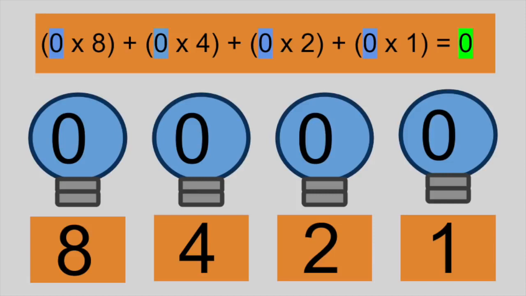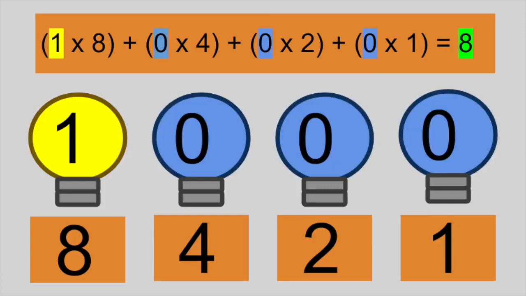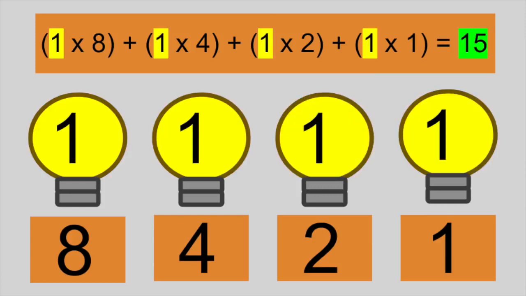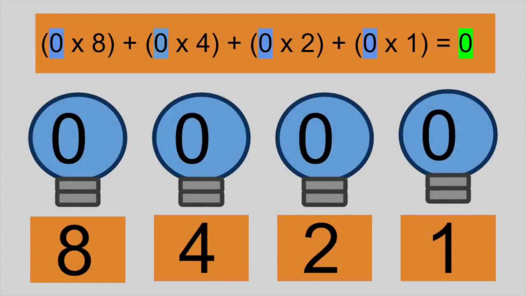In a moment, I will show you how to count from 0 to 15 in binary. First, I'll flash the entire process in fast motion. Then I'll break it down step by step. Here goes the fast motion counting. Now let's break it down and start at 0 with all the lights off.